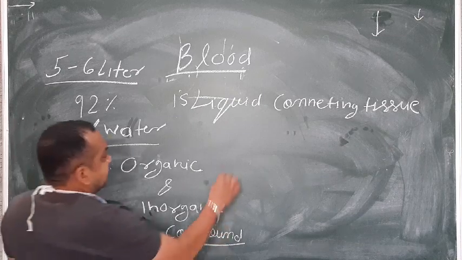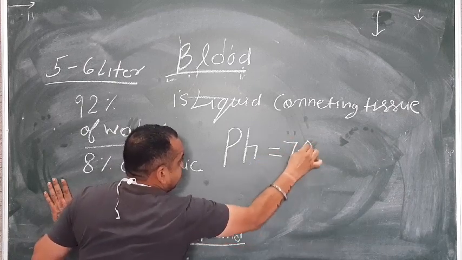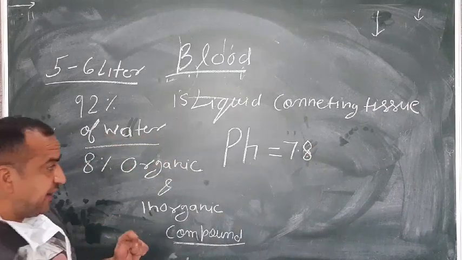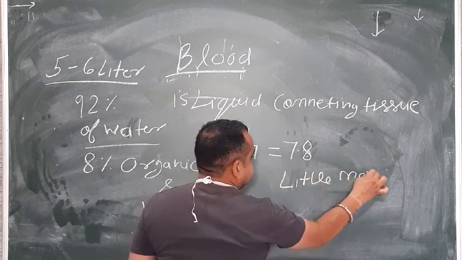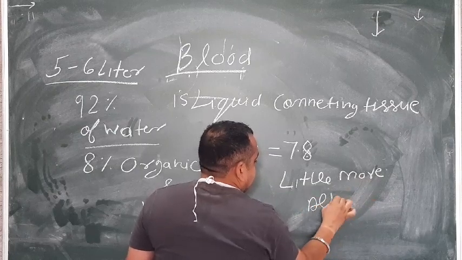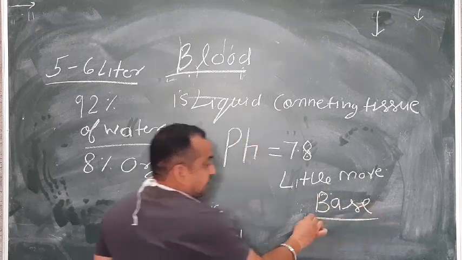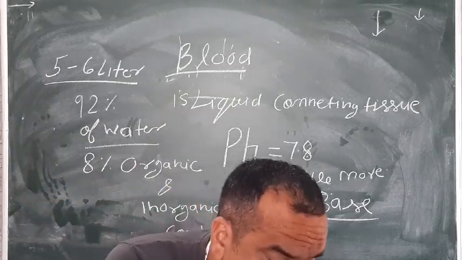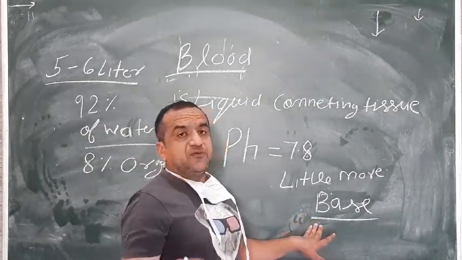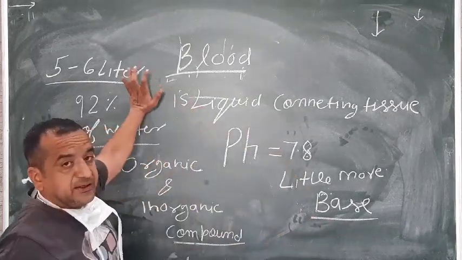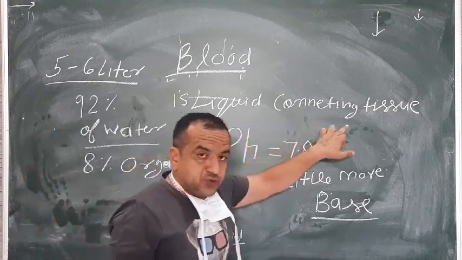The blood pH value is 7.8. This means our blood is a little alkaline, which is called a base. Of the two types of compounds, acidic and basic, acidic means a sour taste and base means a bitter taste. Blood is one of the main important components of our system, known as liquid connecting tissue.